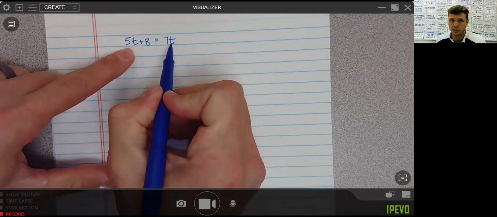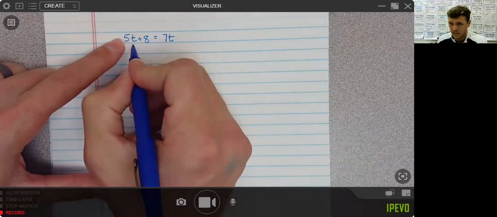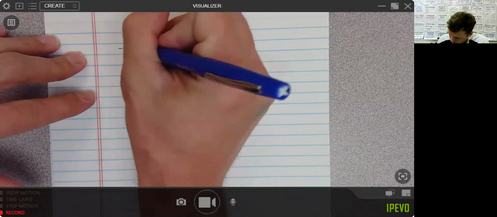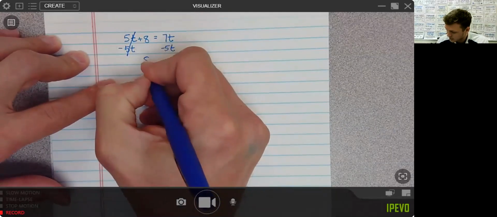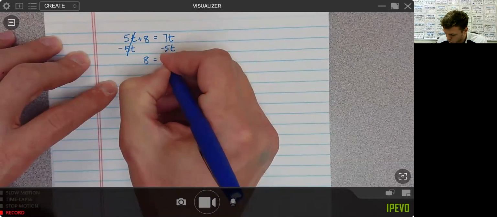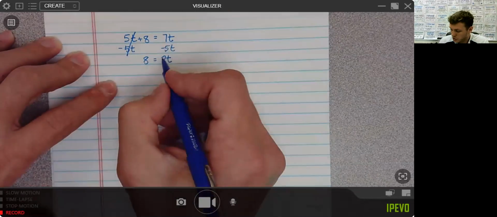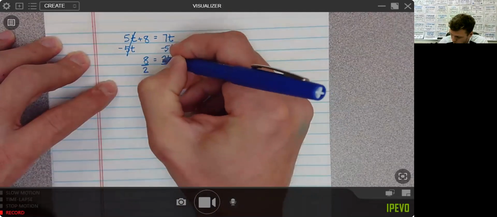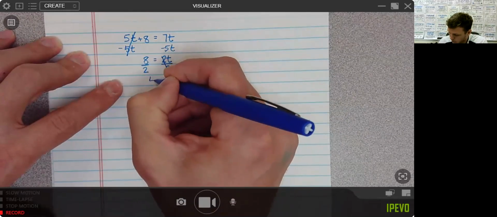So now we just need to solve for t, okay? So here when we solve, I've got t's on either side of my equation. So I'm going to condense them. I'm going to subtract 5t on both sides, so that way it moves that t over to the right. So 7t minus 5t is 2t. Now to finish solving for t, we're going to divide by 2. Those cancel. And t is equal to 4.